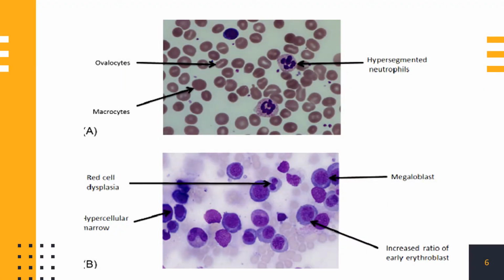Here is a peripheral blood smear showing to you the presence of ovalocytes, macrocytes, and hypersegmented neutrophils, as shown in the upper image. The bottom image shows to you the presence of megaloblasts, and there is even presence of dysplastic red cells.